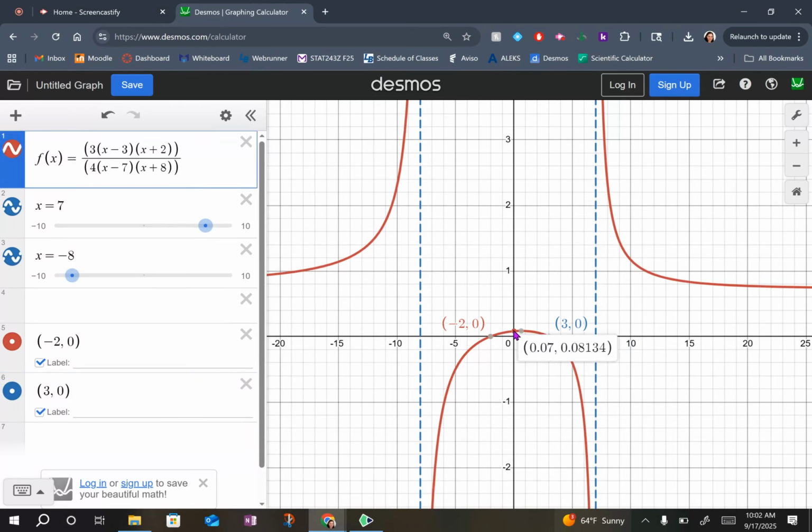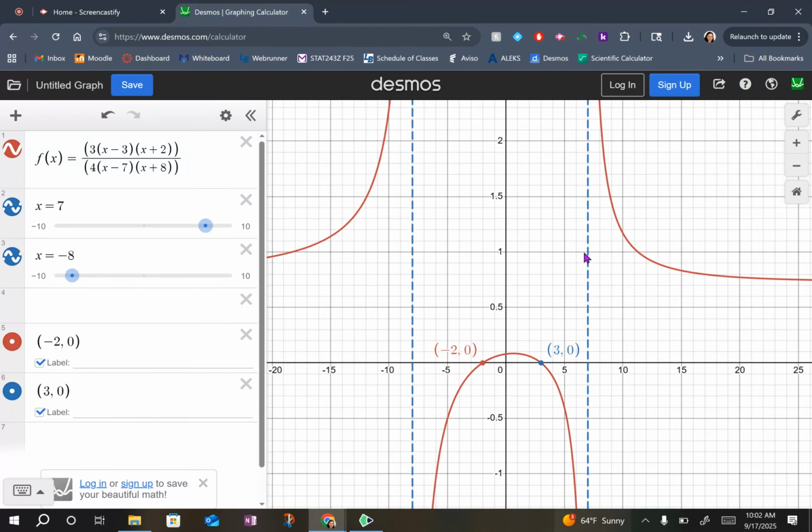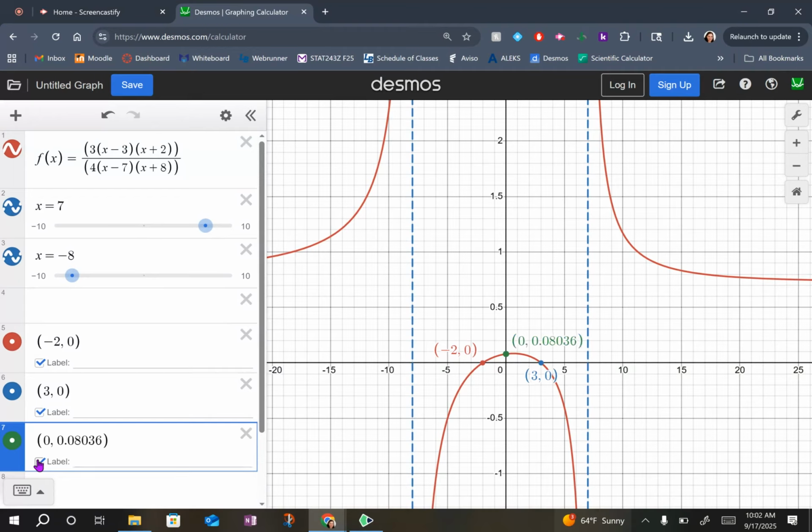It's not going to have a fraction for me. Let's see if I can make it be right on 0. I'm not having a lot of luck, so close. Let's see if I can zoom in a little bit more. There we go. And so there's my vertical intercept, great.